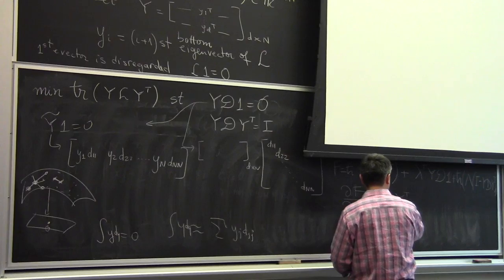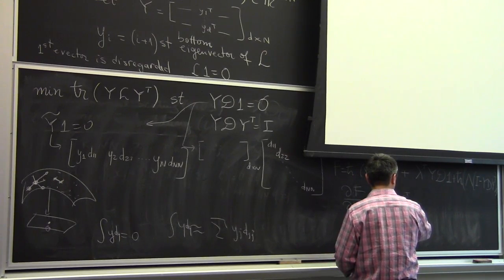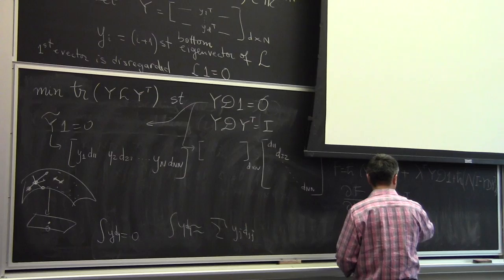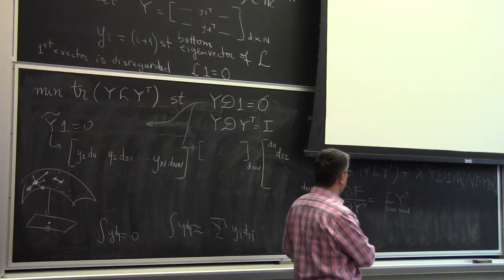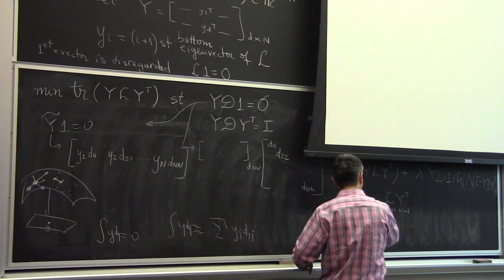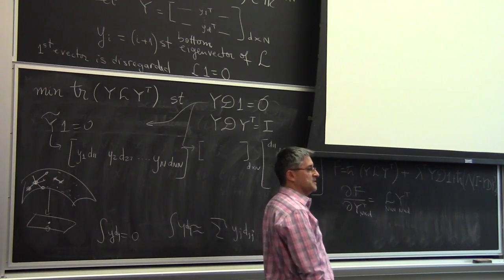So this is n by n. This is the y, I define it to be d by n, so this is going to be n by n. So this is n by n. So we are in business. We've done the transpose correctly.